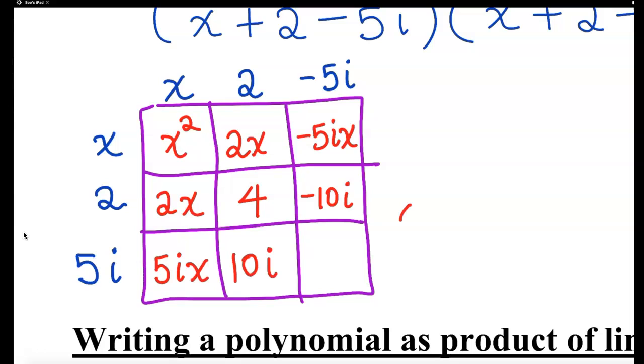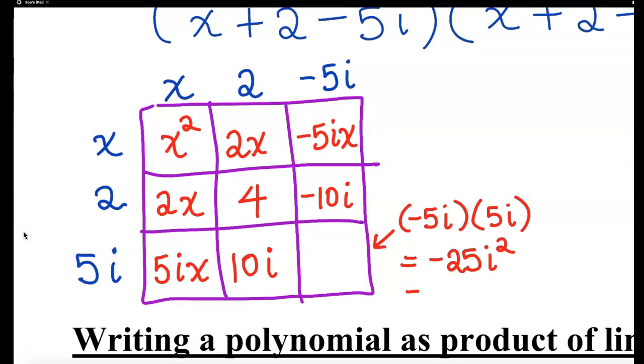And this one is the hardest one that I need to be very careful. I'm multiplying -5i times positive 5i, which is -25i squared. But as we know, i squared is just -1. Therefore, the last multiplication will give me 25.